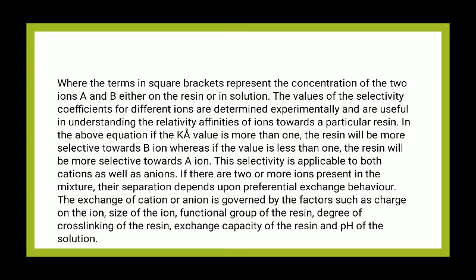In the previous equation, if the K_A^B value is more than 1, the resin will be more selective towards B ion, whereas if the value is less than 1, the resin will be more selective towards A ion. This selectivity is applicable to both cation as well as anion. If there are two or more ions present in the mixture, their separation depends upon preferential exchange behavior. The exchange of cation and anion is governed by factors such as charge on the ion, size of the ion, functional group of the resin, degree of cross-linking of resin, exchange capacity of resin, and pH of the solution.